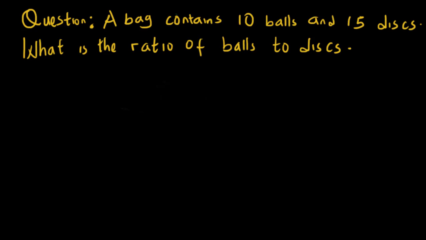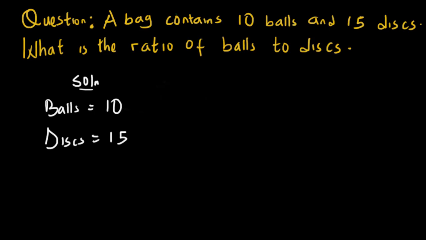Alright, so we have this question. A bag contains 10 balls and 15 discs. What's the ratio of balls to discs? Now let's solve this. The first thing you need to notice: how many balls do we have? We have 10 balls. How many discs do we have? We have 15 discs. So we are asked, what is the ratio of balls to discs? The ratio of balls to discs will be equal to, how many balls do we have? 10:15.